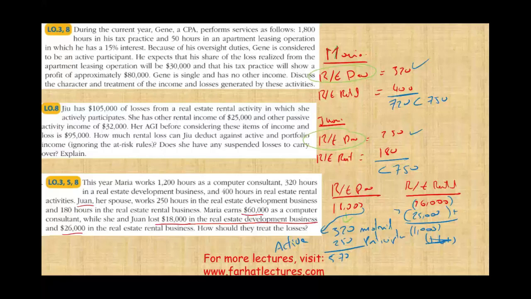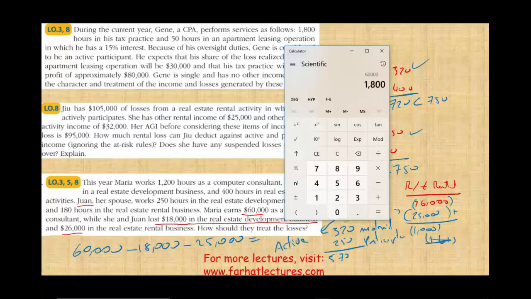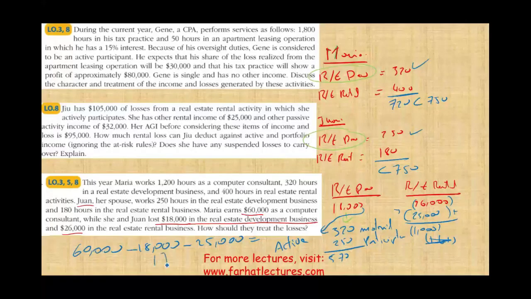So all in all, let's think about this. If Maria earns $60,000 from her consulting business, she's going to deduct $18,000 from the active business of the real estate development, and she's going to be able to deduct $25,000 from the rental real estate. This is not bad at all. We almost wiped out her income. $60,000 minus $18,000 minus $25,000, her taxable income is $17,000. Here we are disregarding the at-risk limit and other rules, but generally speaking, if there's enough basis, she can reduce her taxable income to $17,000. Now, if we take the standard deduction, it's going to basically wipe out all her income. Not bad, so this is where the losses really help in those situations.